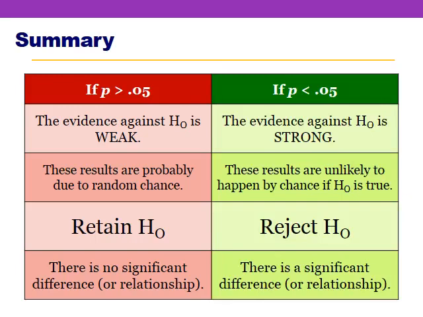If, however, our p-value is less than 0.05, that tells us that we have strong evidence against the null hypothesis, and that the results that we got are very unlikely to happen if the null hypothesis is true. So this is the equivalent of drawing 7, 8, 9, or 10 red cards in a row. If we find evidence that's that compelling, we are going to reject the null hypothesis, and our conclusion is going to be that there is a significant difference or relationship.